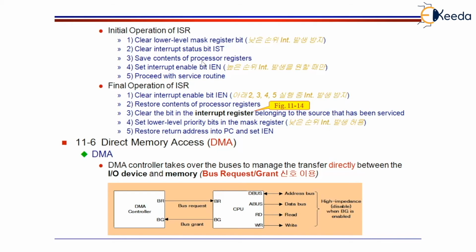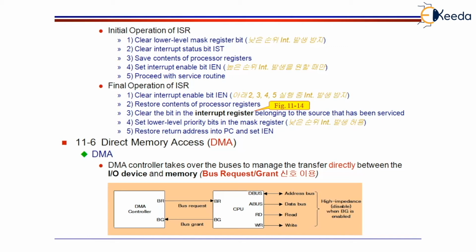Before saving the contents of the processor registers, it saves the status register. The status register can also be called the flag register. And set the interrupt enable bit IEN. It is going to set the interrupt enable bit because interrupts are allowed. IEN will be either cleared or set by the programmer itself. I explained this IEN clearly in the parallel priorities, after which the CPU proceeds with executing the service routine.